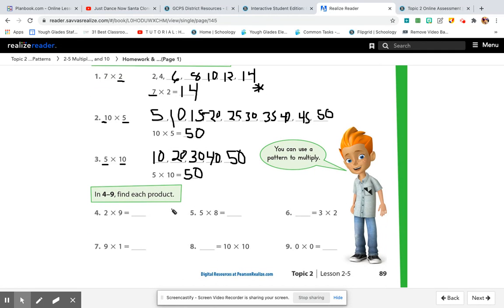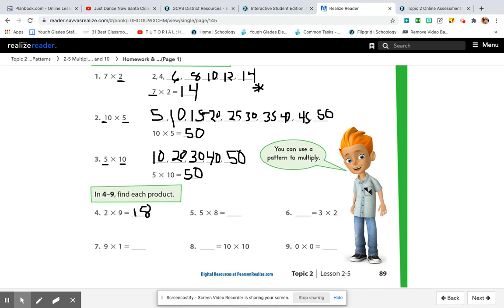Find each product. Can you use a pattern to multiply? Let's practice. 2 times 9. We know multiple ways to solve this. We have our 9s pattern we can use to solve this, and we also see 2 as a factor. When you see 2 as a factor, just double that number. If I double 9, I will get 18.